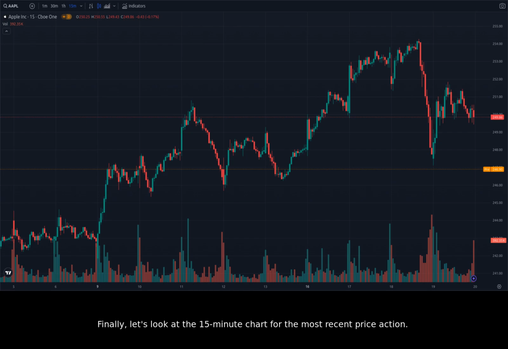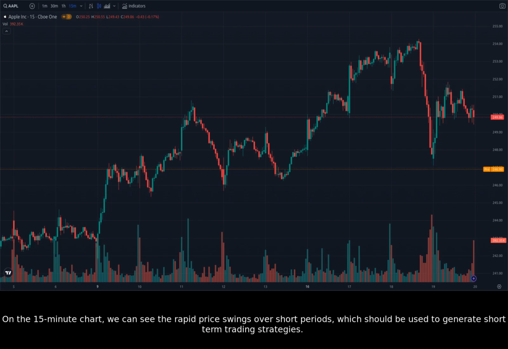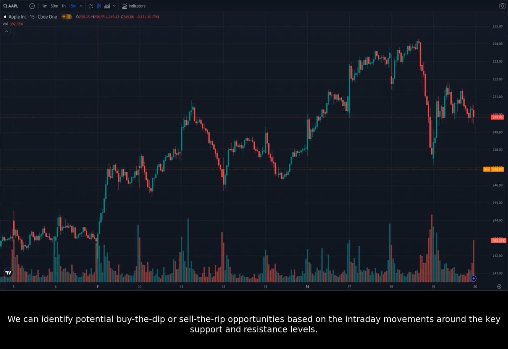Finally, let's look at the 15-minute chart for the most recent price action. This chart will help us better identify entry and exit points and will illustrate the short-term trend. The volume on the 15-minute time frame is significantly lower than the daily and the hourly charts. On the 15-minute chart, we can see the rapid price swings over short periods, which should be used to generate short-term trading strategies. We can identify potential buy the dip or sell the rip opportunities based on the intraday movements around the key support and resistance levels.